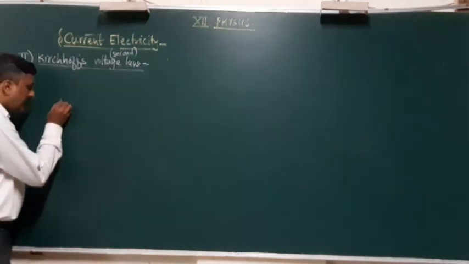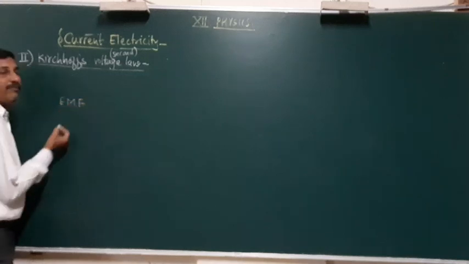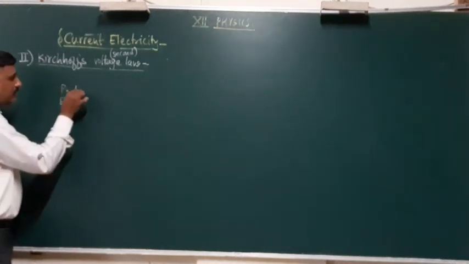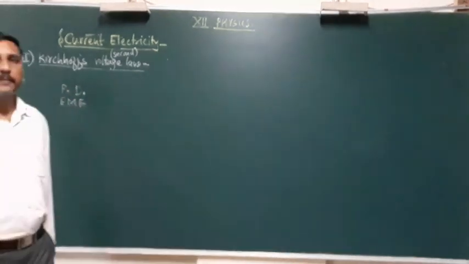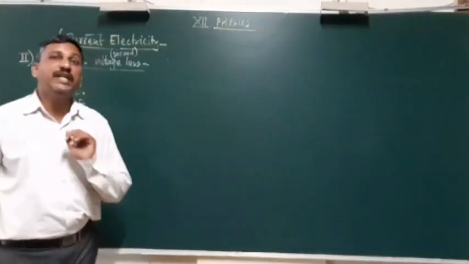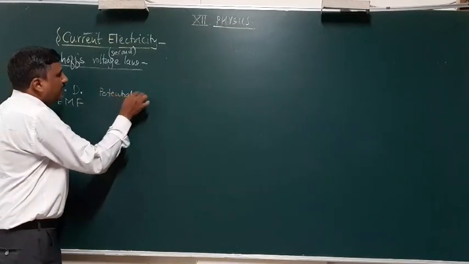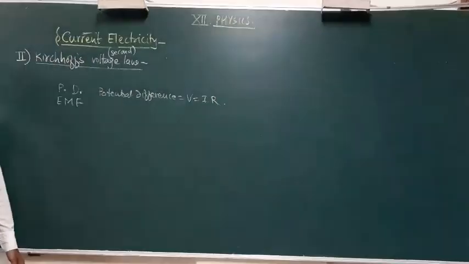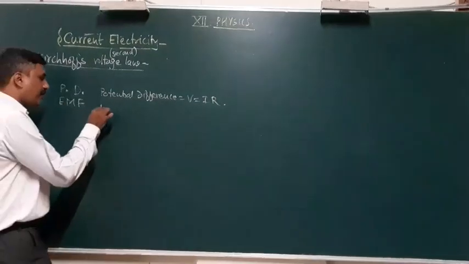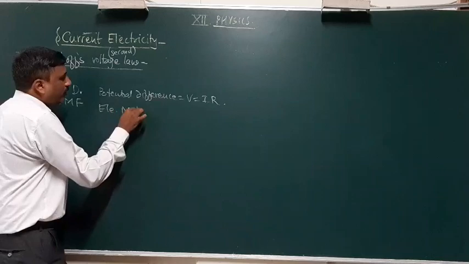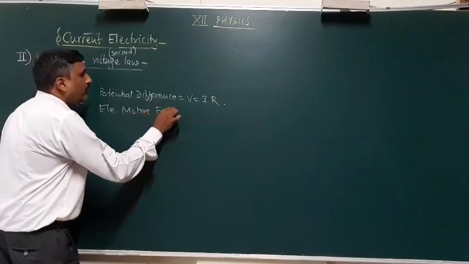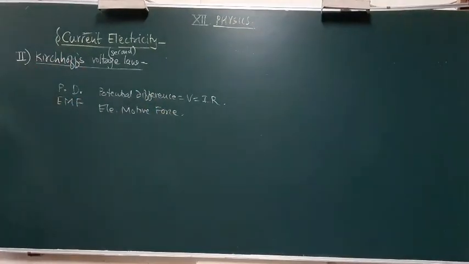One is EMF and the other is potential difference. PD means potential difference, and potential difference is given by the formula V equals IR, and EMF means electromotive force. Okay, is it clear?